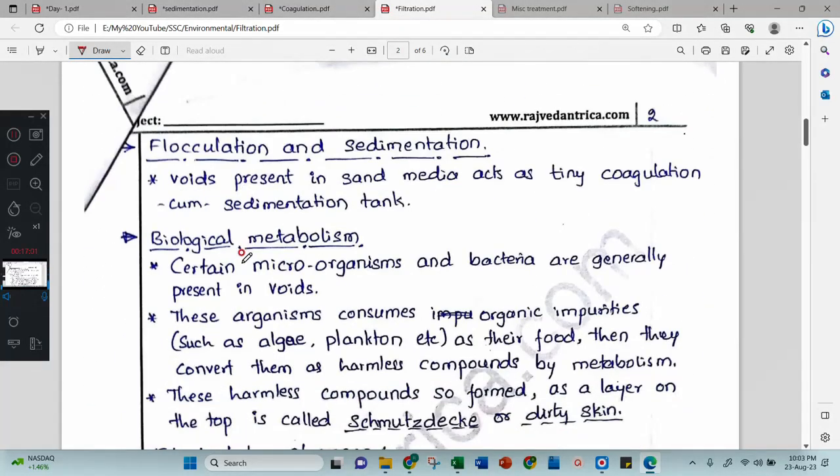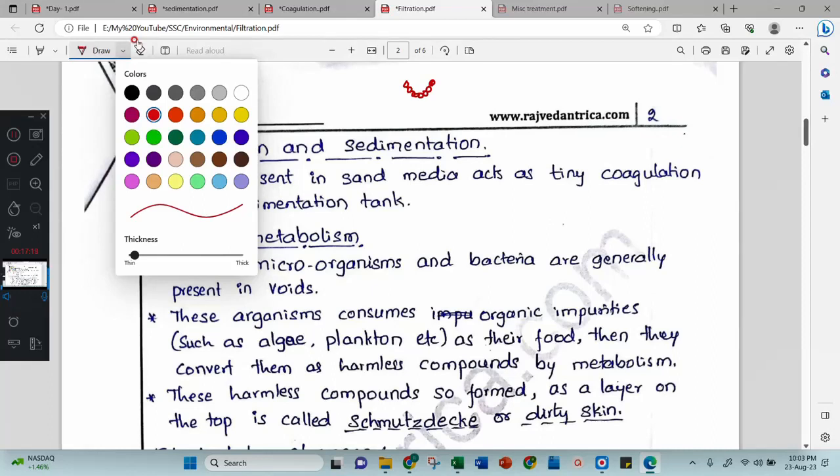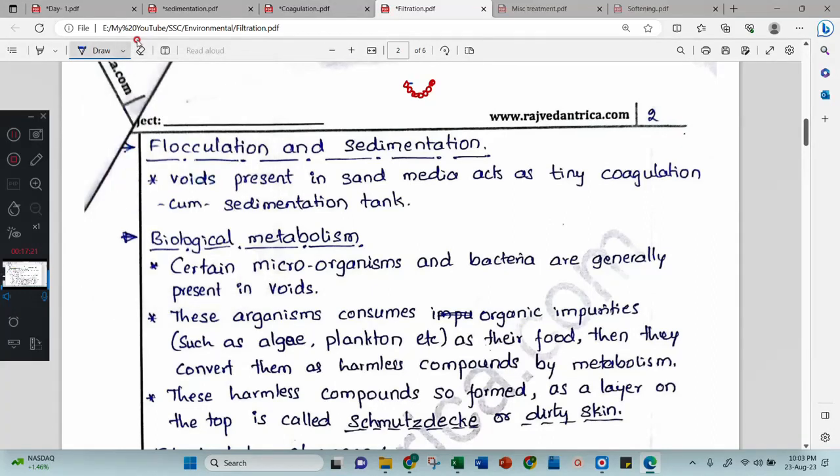Then flocculation and sedimentation. Voids present in the sand media act as a tiny coagulation cum sedimentation tank. If this is a void between the sand particles, connectivity is there. This small void will act as a sedimentation tank and water will be stored here, and small particles inside this water will settle here. So flocculation and sedimentation both happen in the filtration.